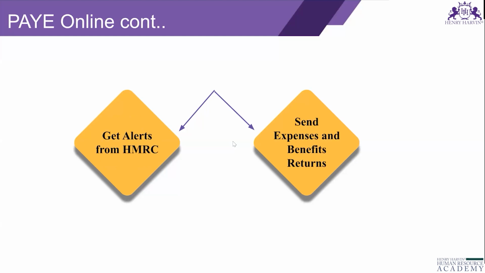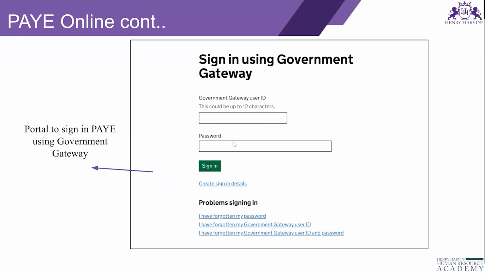Okay, then get alerts from HMRC. As I said, if you have some payments due, or even for future payments, you get alerts. Like if your pay date is 25th, you may get an alert on the 22nd that you should submit your FPS on the 25th. So these kinds of alerts you can also get. Then send expenses and benefits returns. As I told you, expenses and benefits are reported at the year end separately. Then you can send this through the online account.